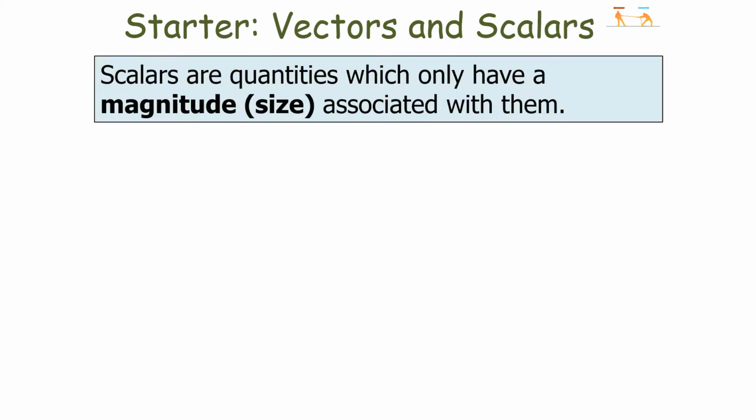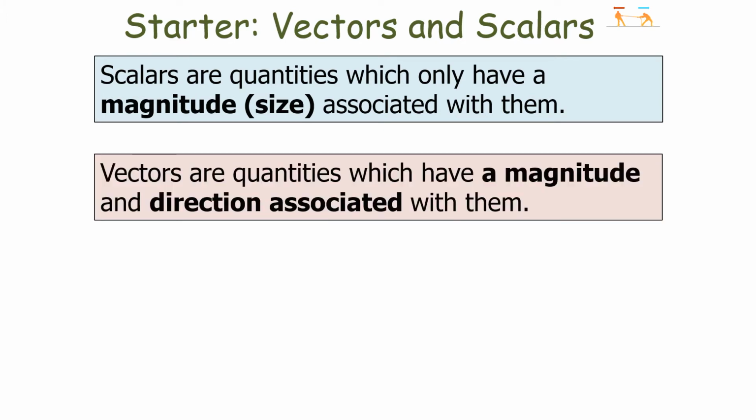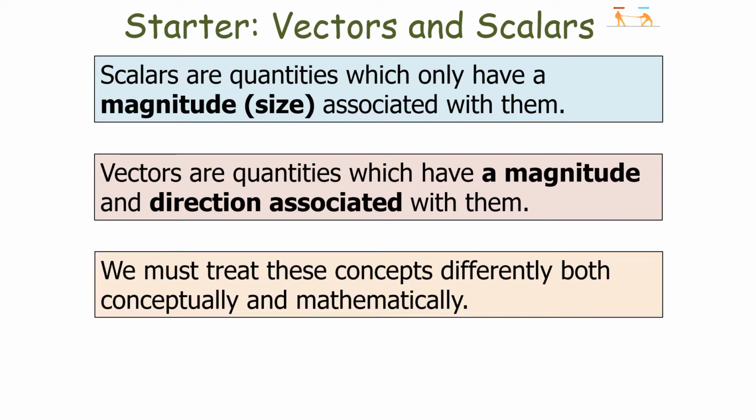Now let's just clarify this. Scalars are quantities which only have a magnitude associated with them. Vectors are quantities which have a magnitude and a direction associated with them, and we've got to treat these concepts differently, both conceptually and mathematically.